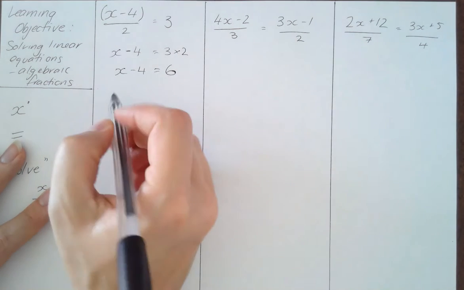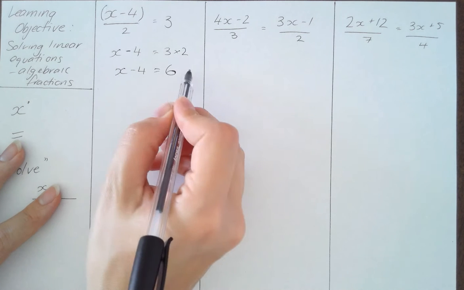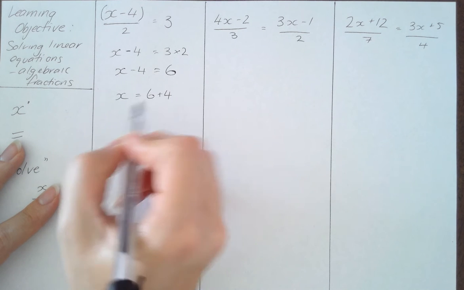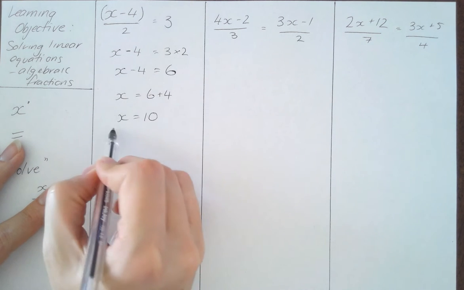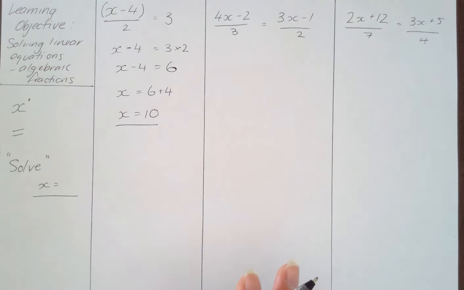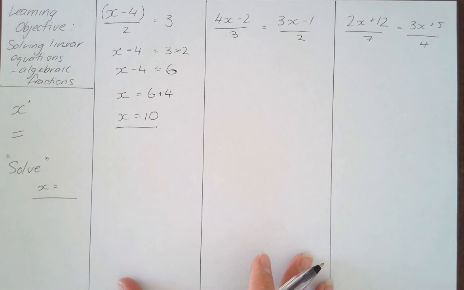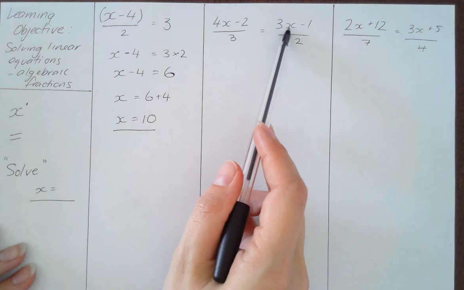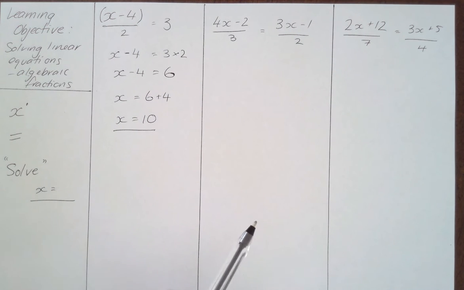And then we have this take 4 here, we'll plus it or add it on the other side, so we end up with x equals 6 plus 4, and therefore x equals 10, and we have our x equals, so we have solved this algebraic fraction. Remembering that algebraic fractions have a variable in them, so there's always a variable in these ones. Okay, then it gets a bit harder.